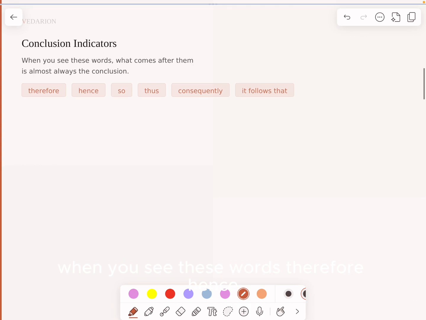When you see these words, therefore, hence, so, thus, consequently, it follows that, these are conclusion indicators. What comes after these words is almost always the conclusion. Let's go ahead and try a few examples.